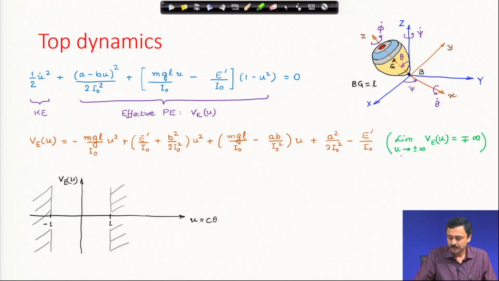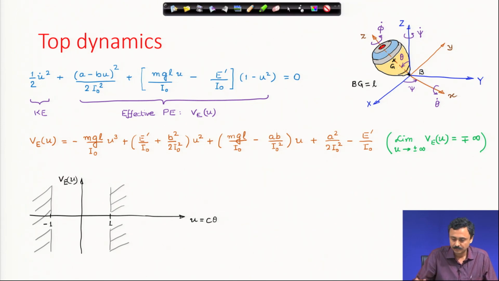Now, just now I have mentioned that in the limit u going to plus infinity, effective potential goes to minus infinity, and if u goes to minus infinity, the effective potential goes to plus infinity. In other words, the nature of this effective potential is something like this: as u goes to plus infinity, V goes to minus infinity, and as u goes to minus infinity, V goes to plus infinity. This is the first observation.